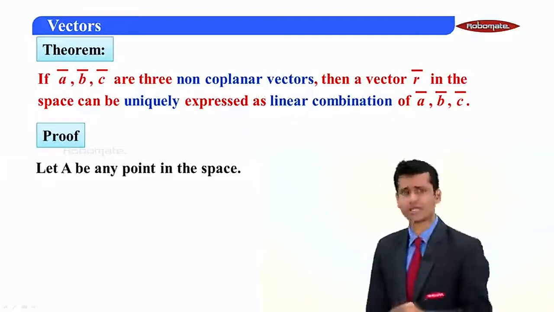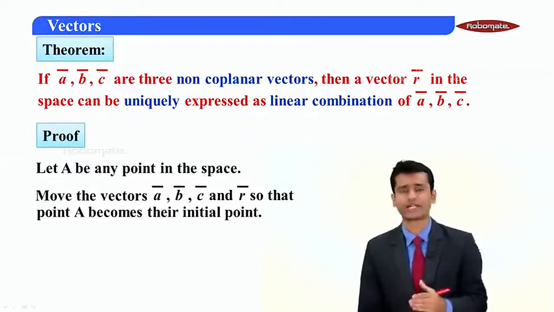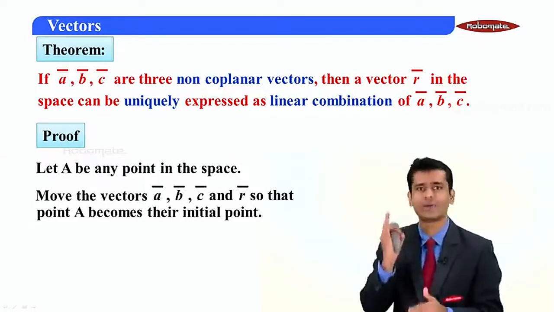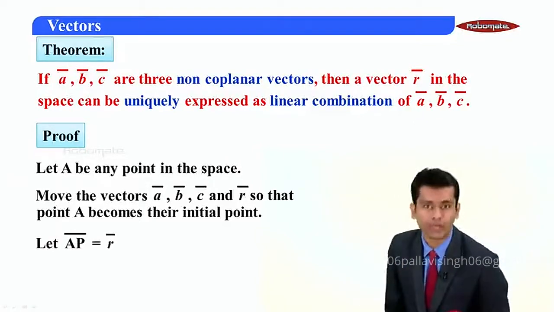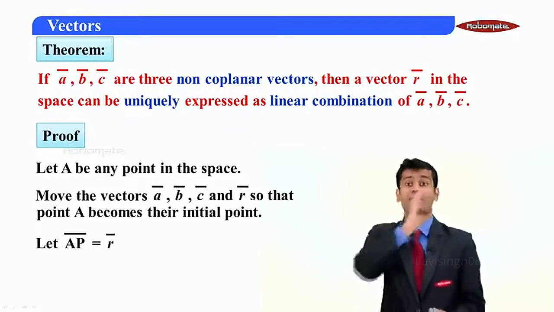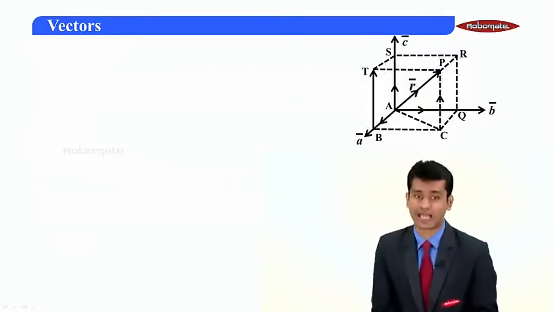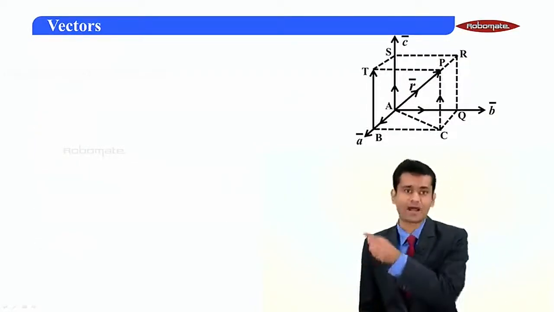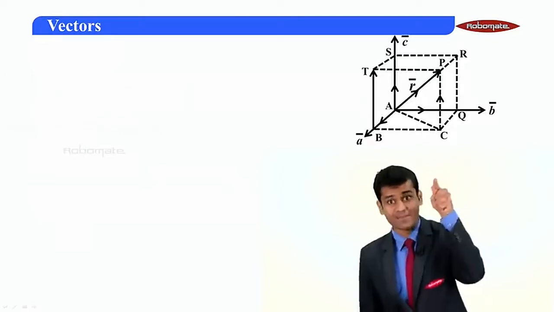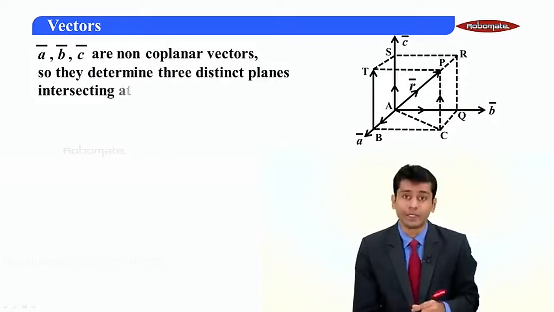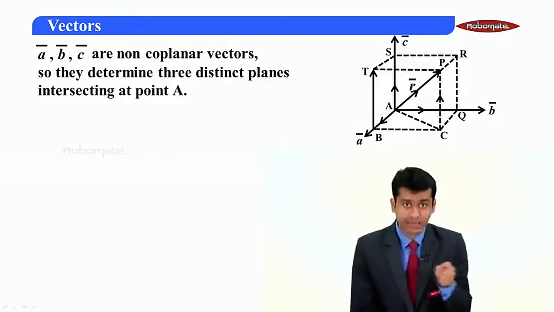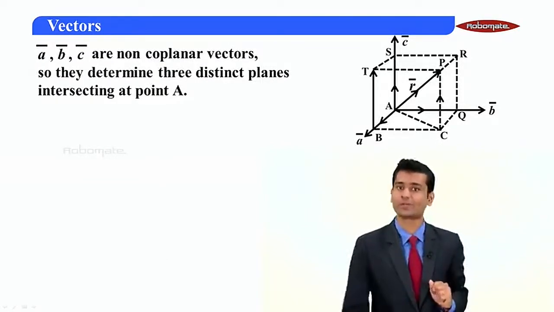Let A be any point in the space. Move the vectors a bar, b bar, c bar and r bar such that this point A becomes the initial point. Let now AP bar equal r bar. You can see the diagram here: a bar, b bar, c bar, AP bar, which is r bar.